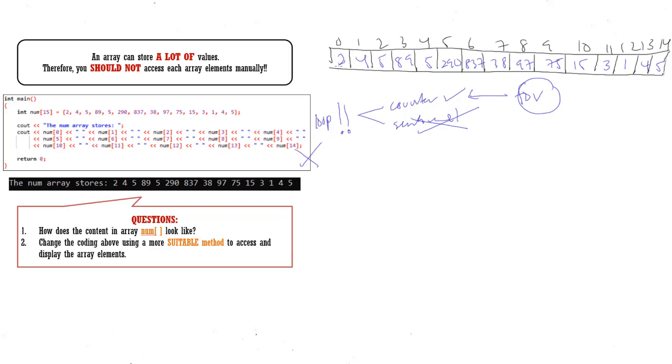So let's try to convert this using a for loop. Right here, for. We're going to be changing this part here. So for, let's do for int i equals, what value do you want to start with?